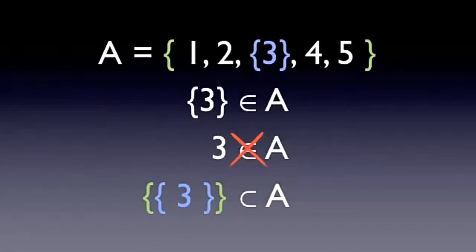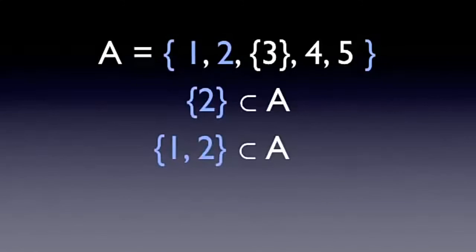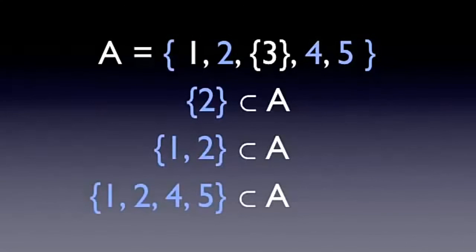Now if we look at the set again, we can see that elements 1, 2, 4, and 5 are not sets. So if we want to specify a subset containing these elements, we only use one pair of braces. For example, here we have defined a subset of set A that contains element 2. Since 2 itself is not a set, we only use one pair of braces. Similarly, we can also define a subset that contains 1 and 2, or 1, 2, 4, and 5. Notice that these only use one pair of braces.